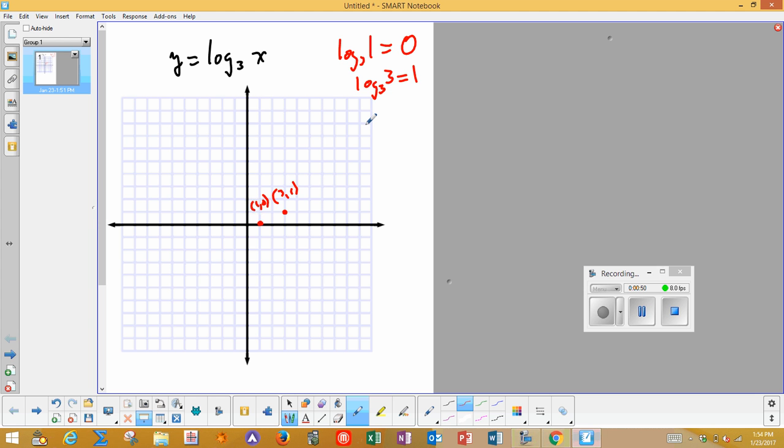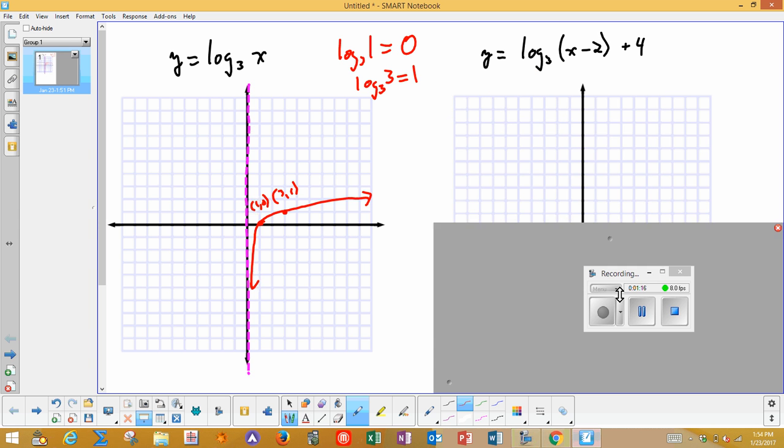Okay, the other thing we have is a vertical asymptote here. And this is the equivalent of the horizontal asymptote for exponential growth. But our log graph is going to look like this. As x gets closer to 0, log of x gets closer to negative infinity. Okay, so that's our parent function.